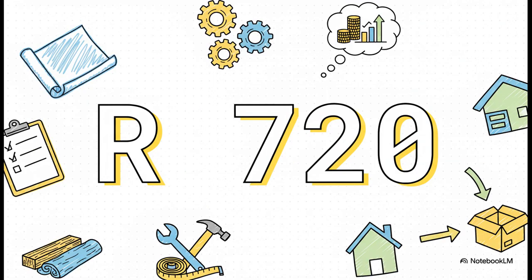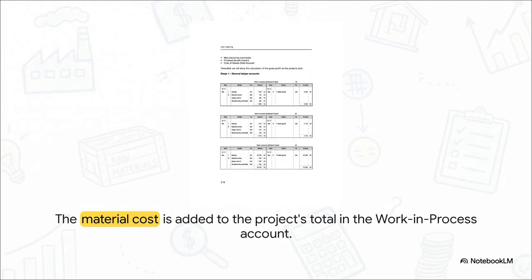First things first, you need supplies. So, the team requisitioned 720 Rand worth of raw materials from our supply closet to get to work on the South Coast Project. And boom, that 720 Rand immediately gets added to our project's running tab in the work in process account. You see what just happened there? In accounting terms, the value of those materials just moved from the storeroom right onto the workshop floor.